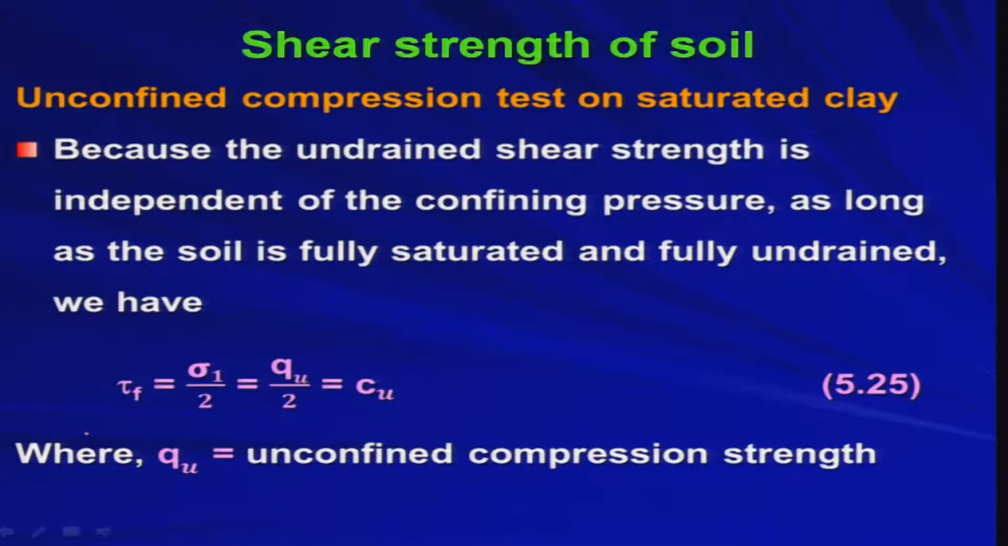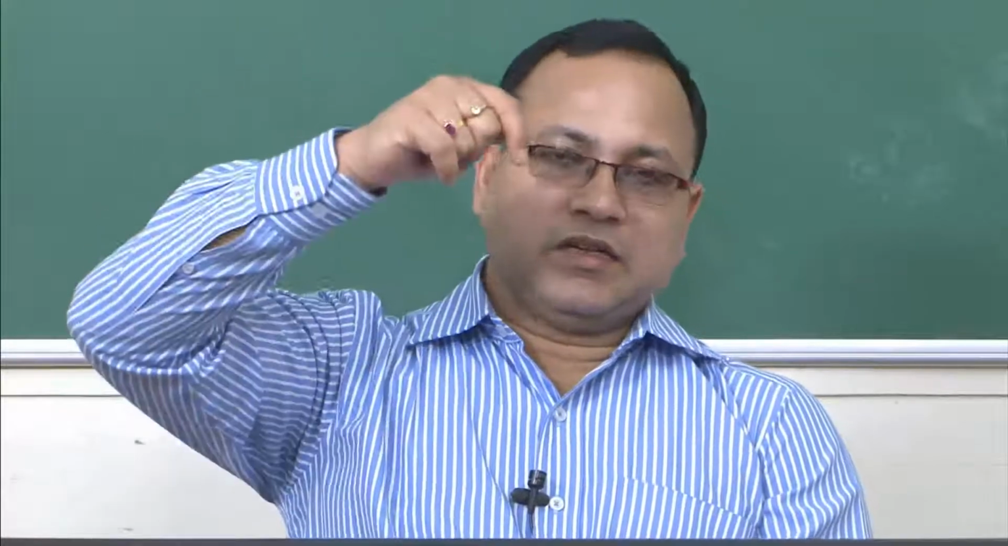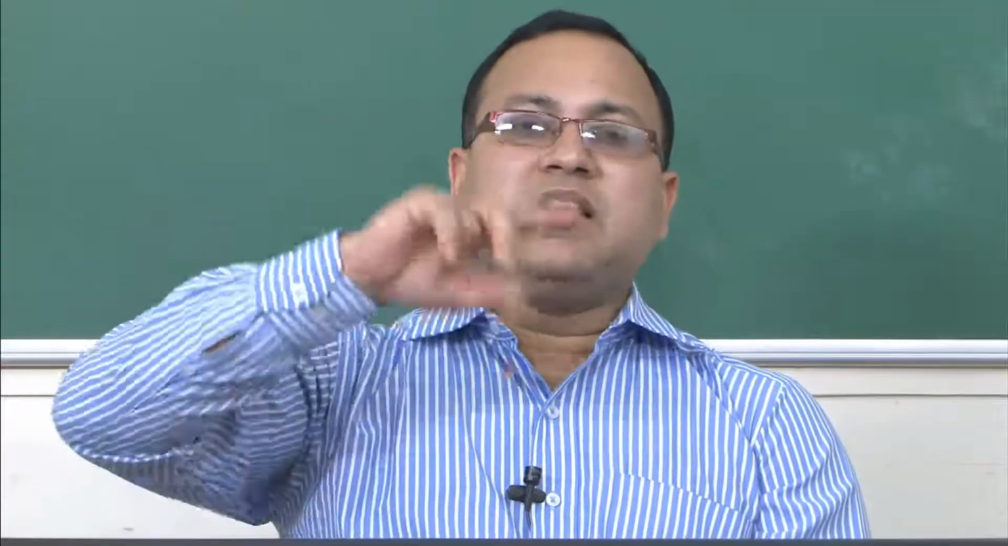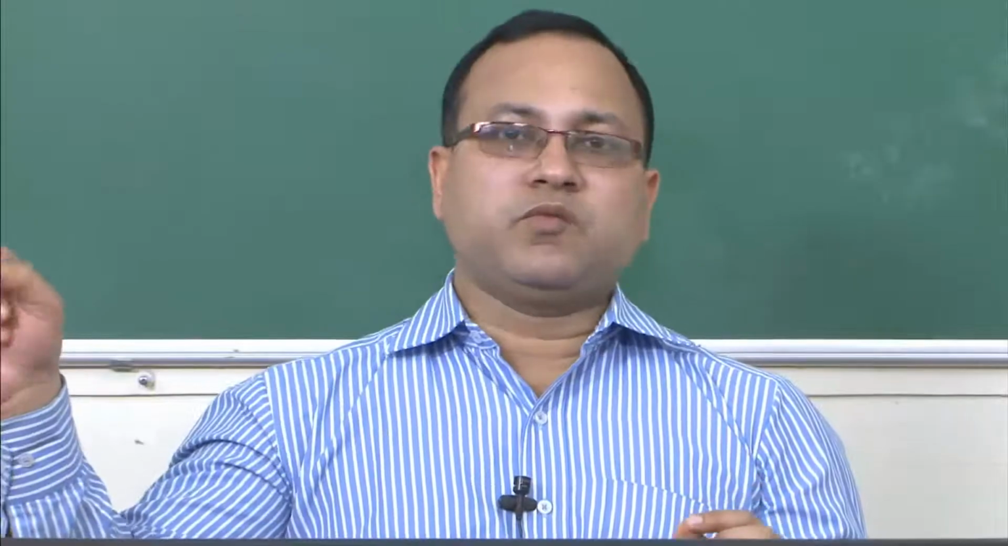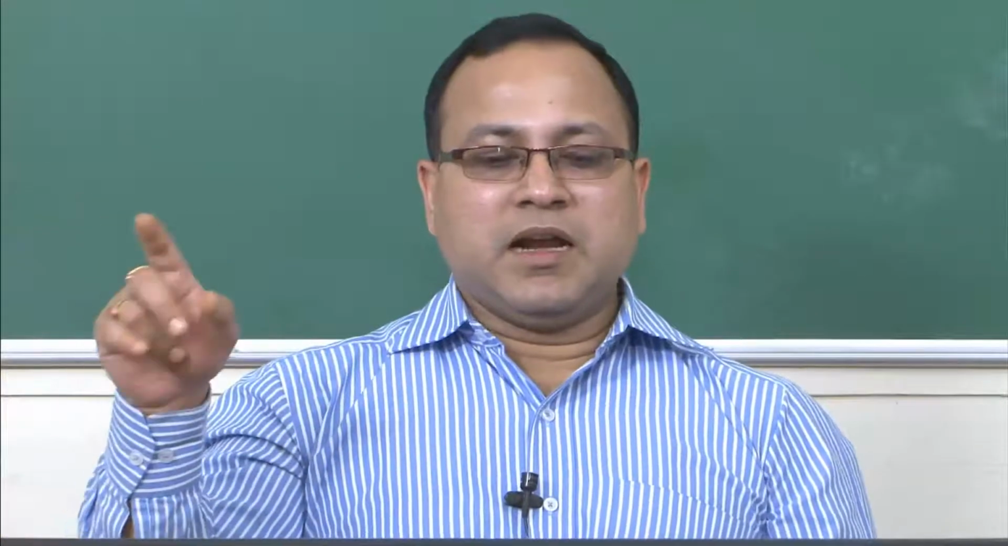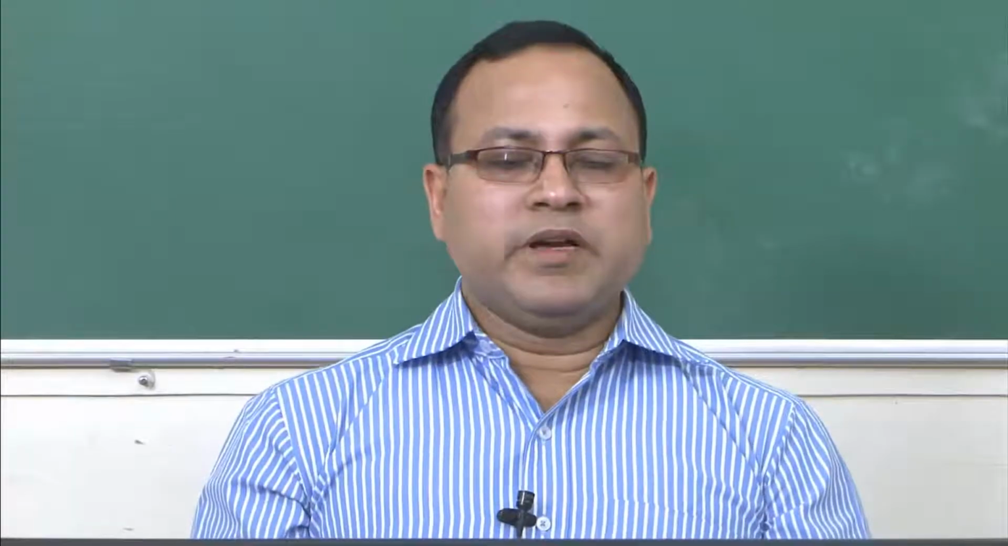Basically what is happening, sigma 3, the all round confining pressure, is not there, you are just applying sigma 1 in the axial direction and shearing it till failure. So, you will be getting the Mohr circle with sigma 3 as 0 and some value of sigma 1 that will cause the failure. Therefore, tau f, the failure shear stress, that is the shear strength, is nothing but sigma 1 by 2, that is the radius of the Mohr circle, which is nothing but Qu by 2.